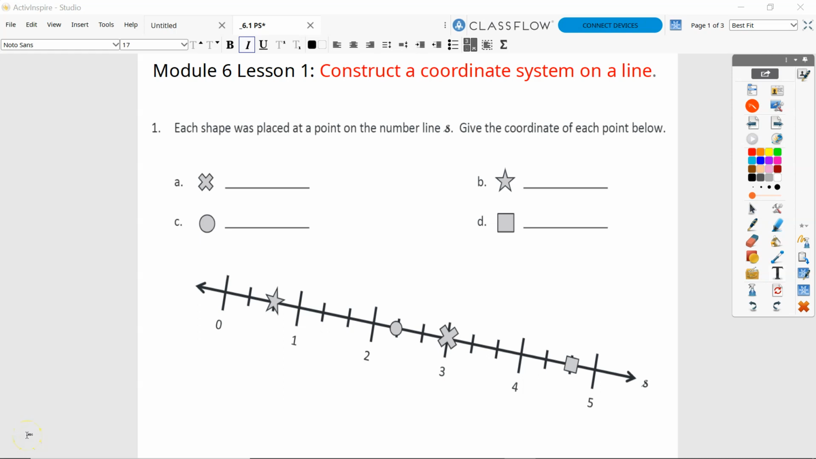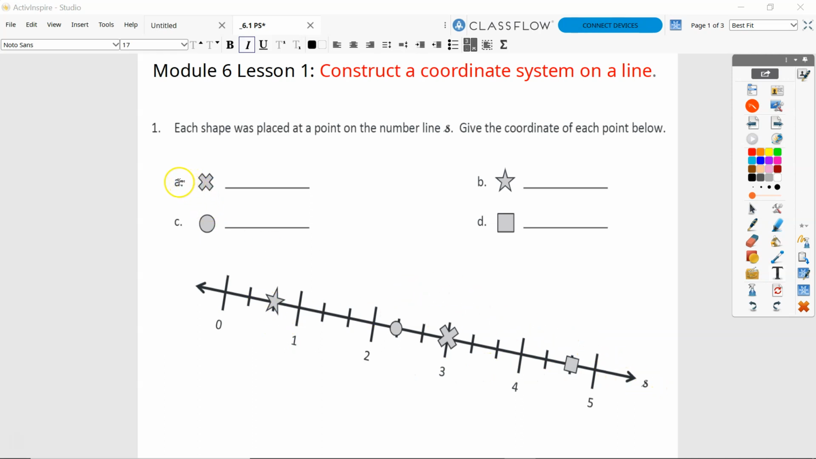We're looking at Module 6, Lesson 1, and the objective says that we're going to construct a coordinate system on a line. Let's take a look at number 1 here. It says each shape was placed on a point on a number line S. So the number line's name is S. That's a cursive S there. It says give the coordinate of each point below. So we have to identify where each shape falls on our number line S.